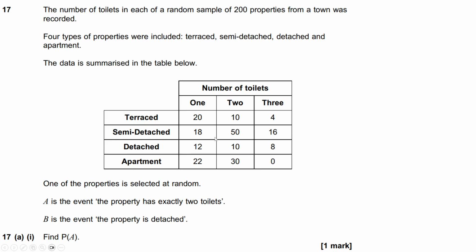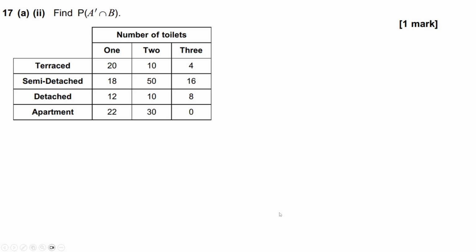So basically, you've got all this. They sum to 200. A is the probability that it has exactly 2, and then B is the probability that it's detached. So B is this, this, or that, and then A is this, this, this, or this. Probability of A is this, this, this, and that added together, which is 100. But it's over 200, so it's 100 over 200, which is a half.